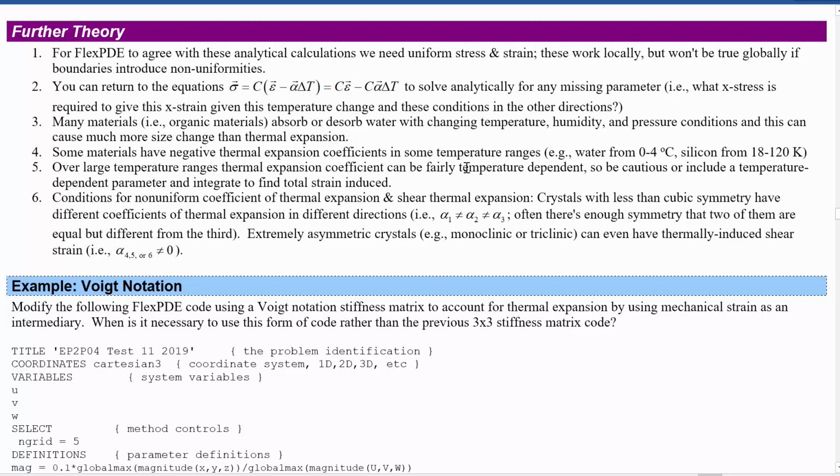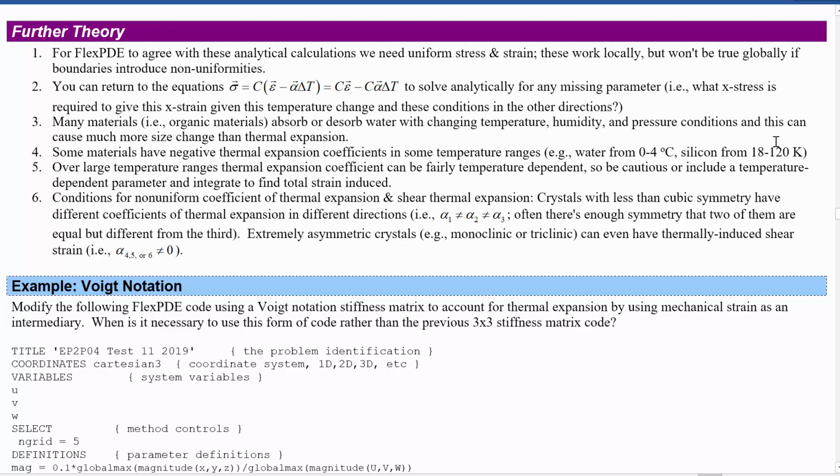Some materials have negative thermal expansion coefficients in some temperature ranges, so water pretty famously between 0 and 4 degrees. This is why, just like how ice floats because it has a lower density than water, the densest water is at 4 degrees. So if water cools down more than 4 degrees, it'll float up. If water heats up above 4 degrees, it'll float up. So this is an interesting effect that tends to make water at the bottom of big bodies of water like oceans fixed towards 4 degrees. And that's kind of interesting.